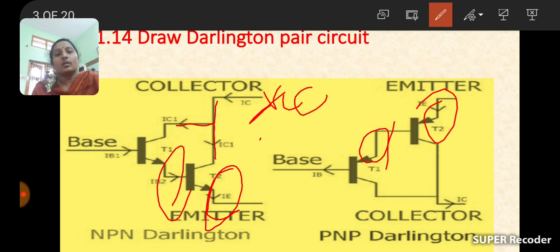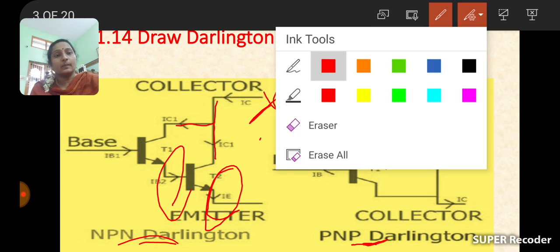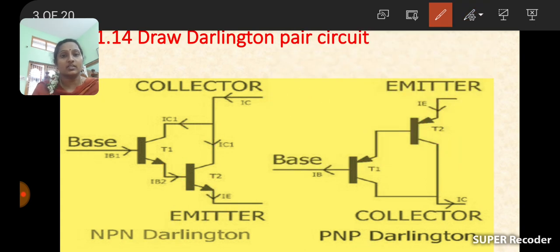And while coming to the operation, in NPN, majority carriers are electrons. In PNP, majority carriers are holes. Means in NPN, the current conduction is due to the electrons, and in PNP, the current conduction is due to the holes. And while coming to the PNP Darlington pair, it consists of again 2 PNP transistors.